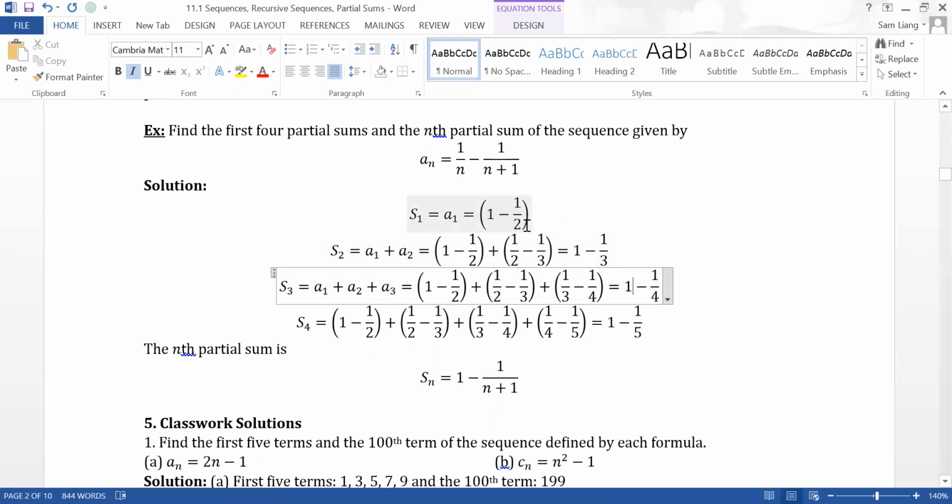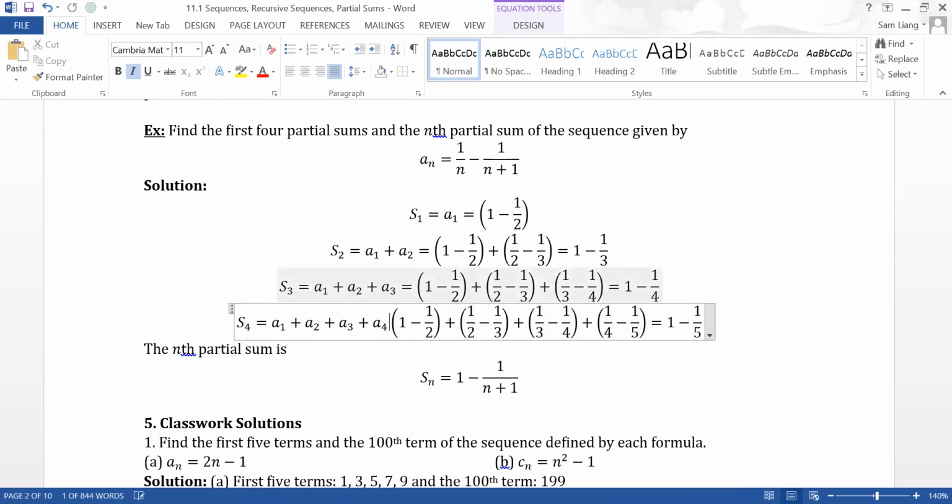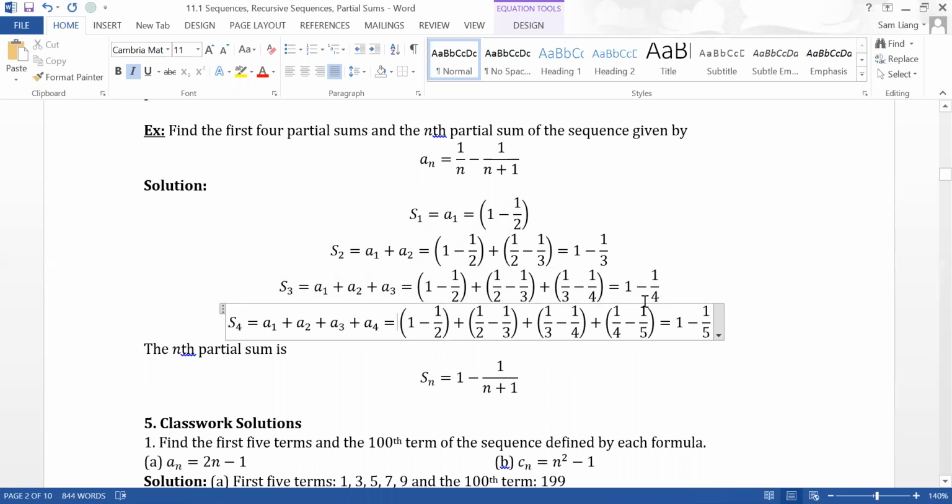It's going to end up with 1 minus 1/2, 1 minus 1/3, 1 minus 1/4, and then S sub 4. Here we can take S3, which is A sub 1 plus A sub 2 plus A sub 3, and then we add in A sub 4. A sub 4 is 1 over 4 minus 1/5. Just like the other partial sums, the middle terms sum to 0: negative 1/2 plus 1/2 is 0, negative 1/3 plus 1/3 is 0, negative 1/4 plus 1/4 is 0. So we end up with just 1 minus 1/5.